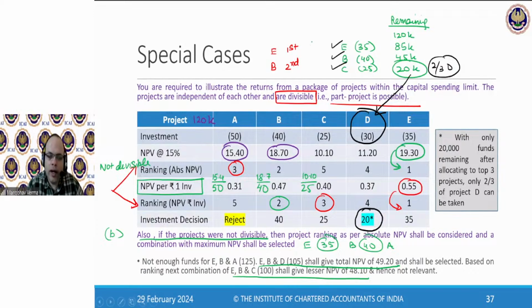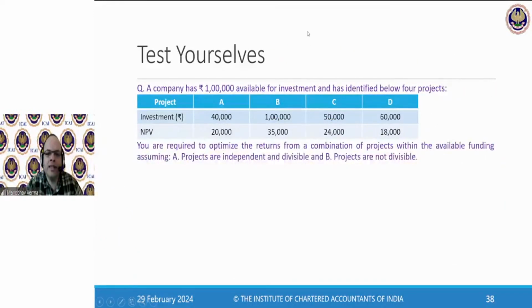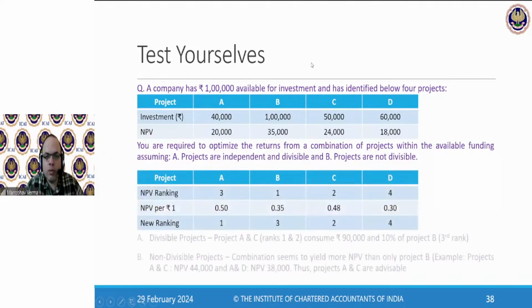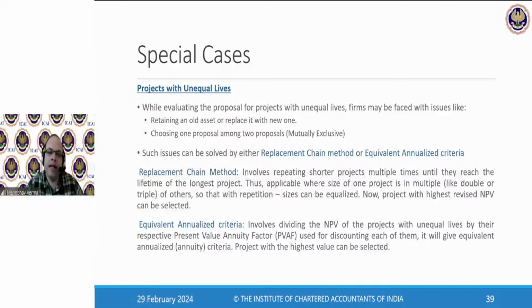So this is a homework for everyone, guys. You have to try yourself by calculating and ranking based on the NPV and also the NPV per 1 rupee investment. This is something you can try later on. You have answers also, but I request you to please check at your end, do your calculations, and then compare your evaluation here.